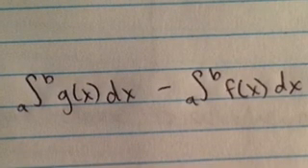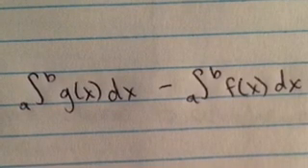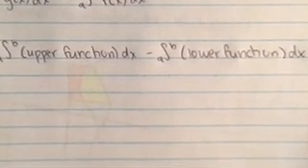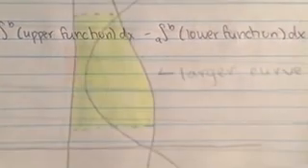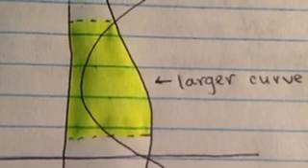This is the equation to find the area between the curves when they're parallel to the x-axis. The integral from a to b of the upper function minus the integral from a to b of the lower function. It is basically the same for functions that are parallel to the y-axis.